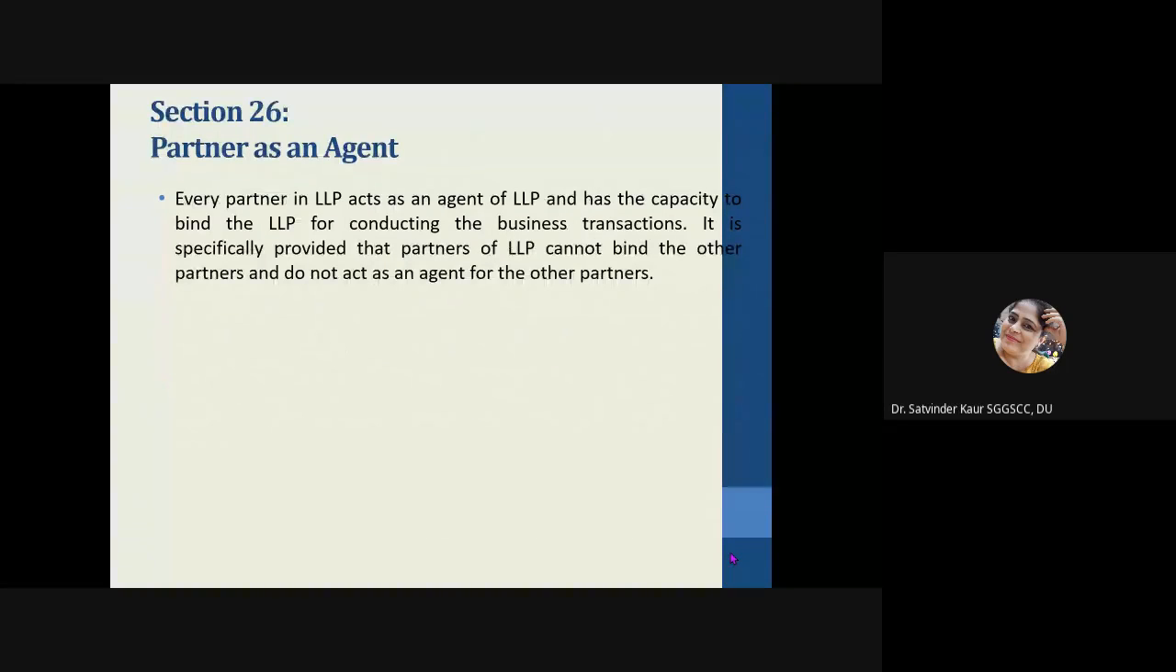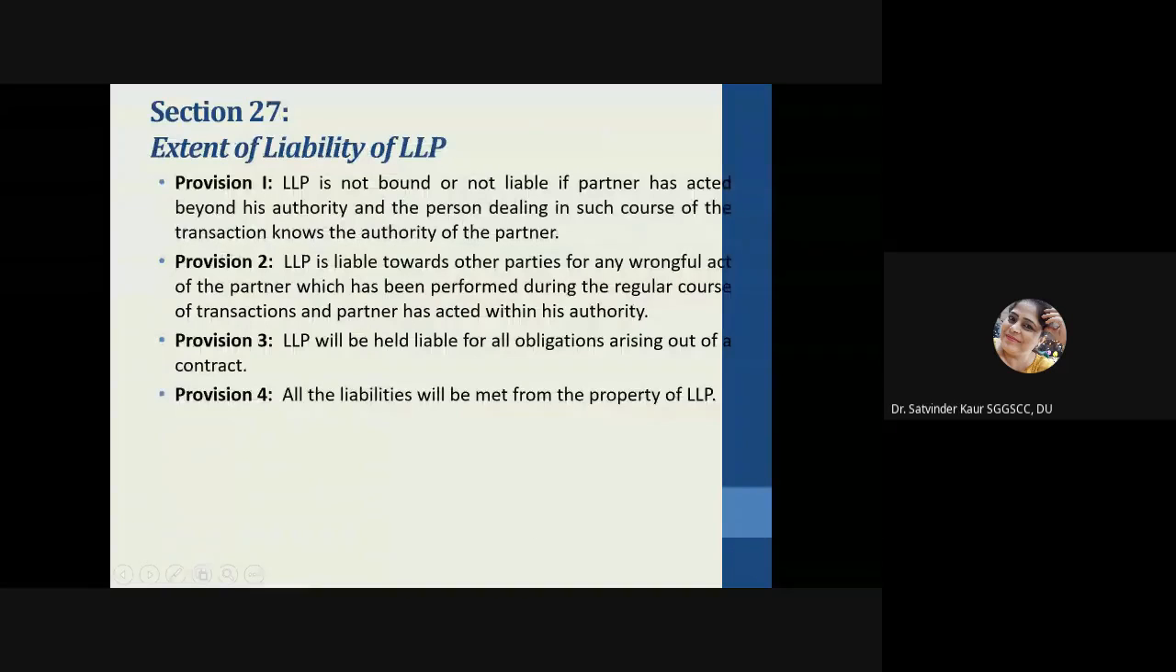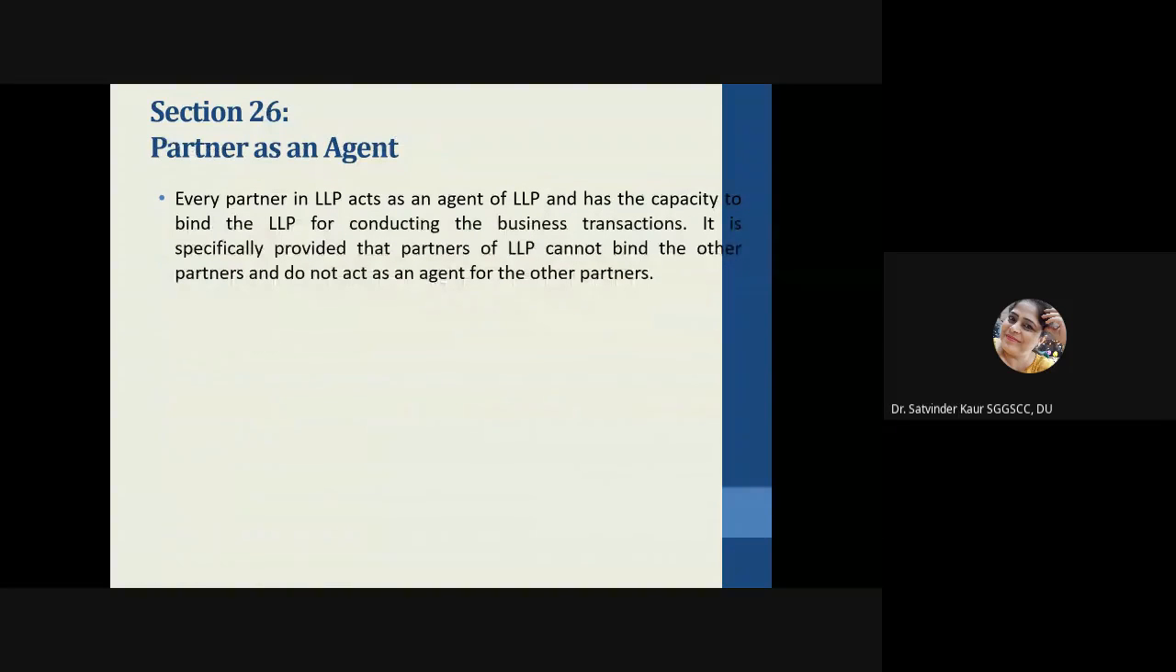Then section 26 talks about the agency relationship, wherein we have already discussed that in case of agency relationship, every partner of LLP acts as an agent of LLP and has no capacity to bind the LLP for conducting the business transactions. It is specifically provided that partners of LLP cannot bind the other partners and do not act as an agent for the other partners. So that is very, very important.